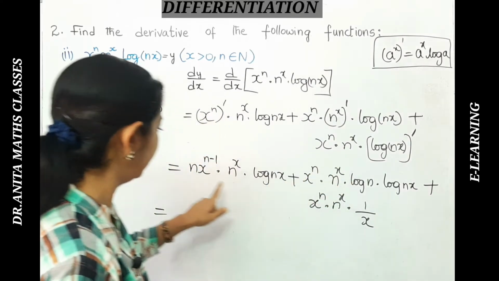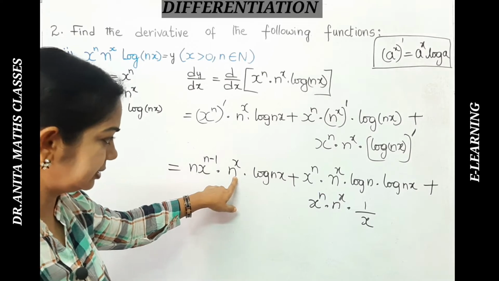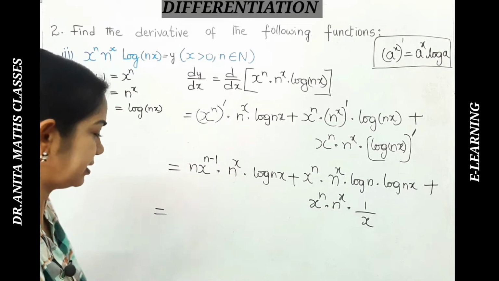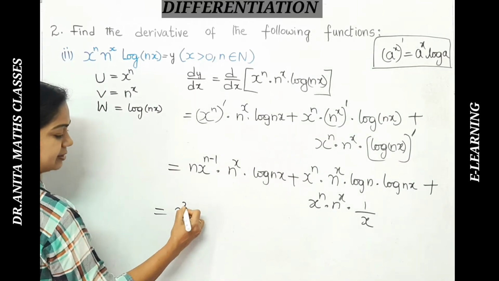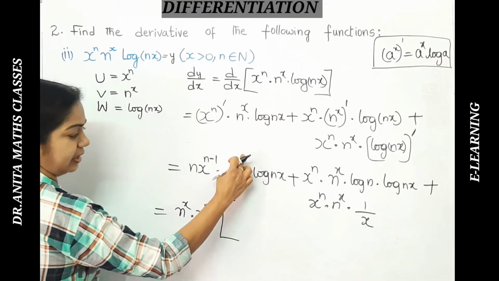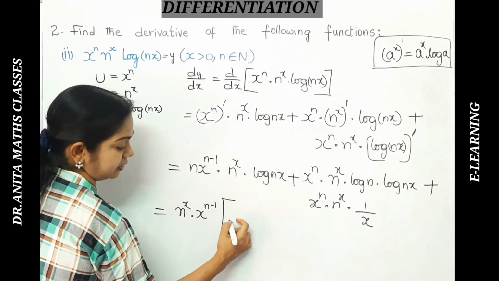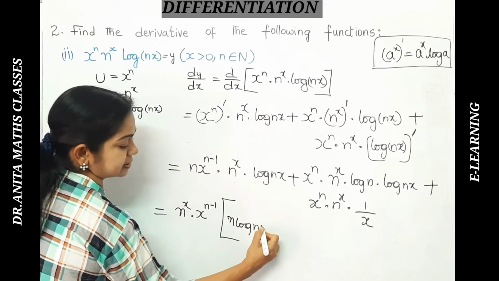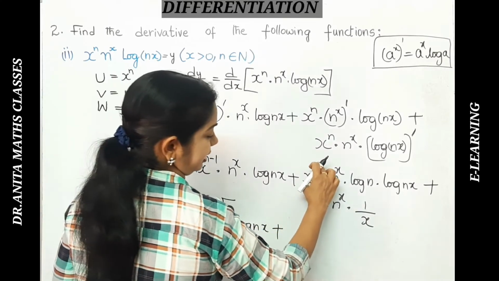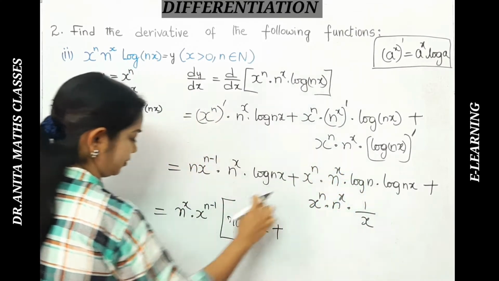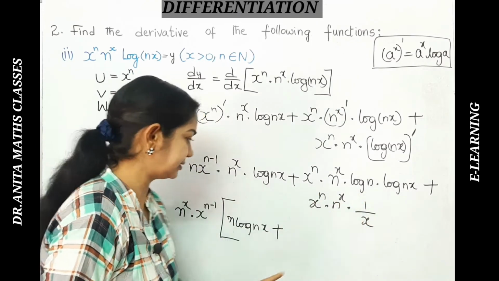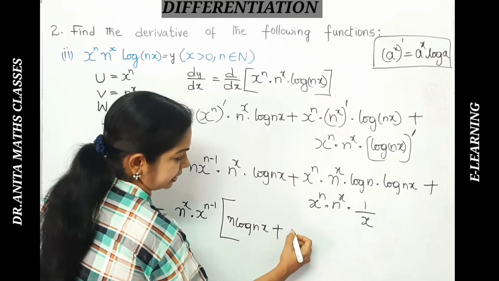Here nx common, here nx common, here again also nx common, x to the power of n minus 1, x to the power of n minus 1. So nx x to the power of n minus 1 if you take common here. So nx x to the power of n, here n is left over, n log nx plus here also nx x to the power of n minus 1. So 1 by x is not there here, so that means we will write that, okay.